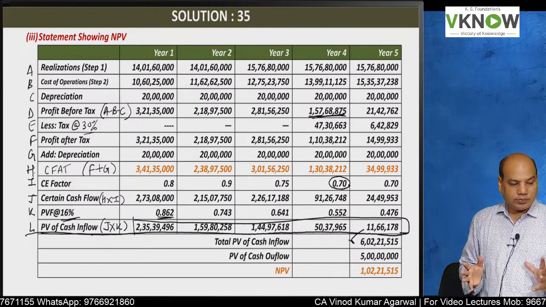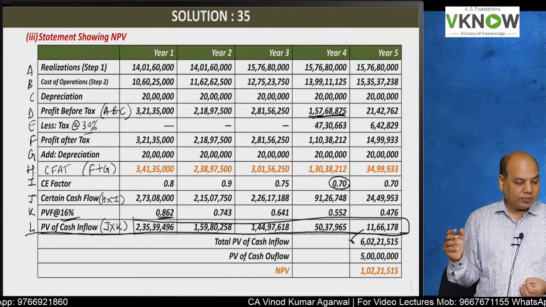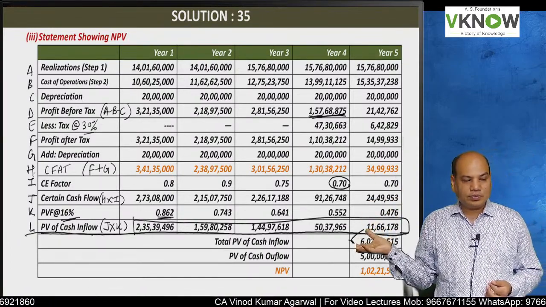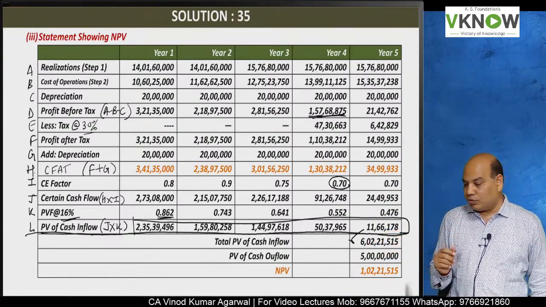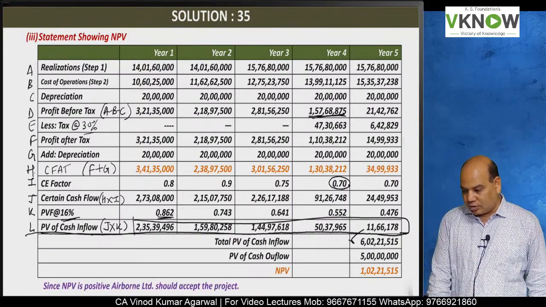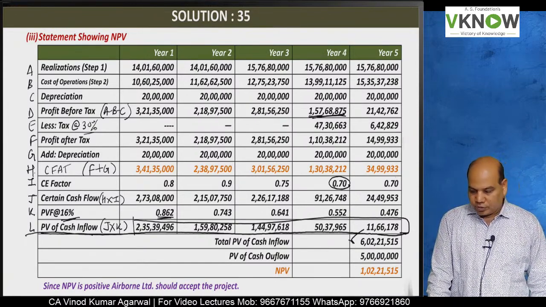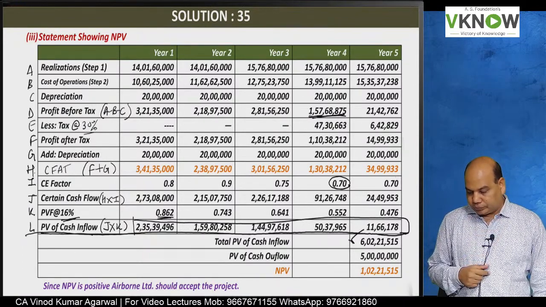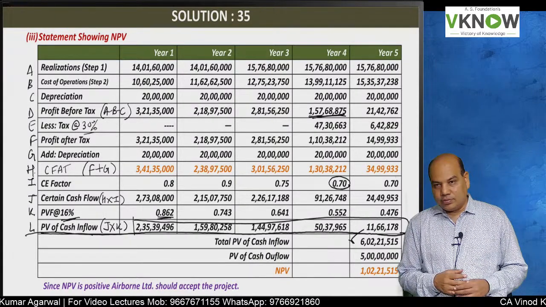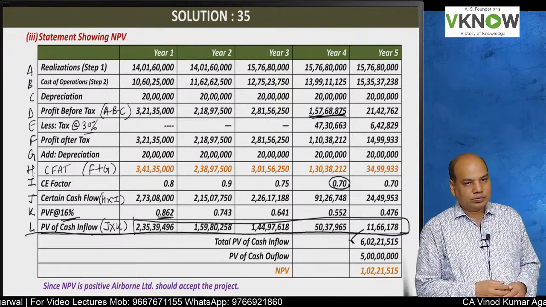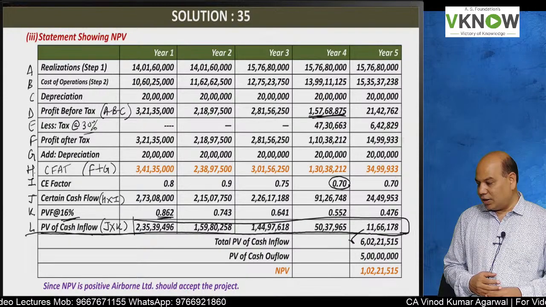So within the first 5 years only, the NPV is positive, and you can use the project for 25 years. So of course NPV will be much higher than this. So what is your conclusion? Should we purchase the aircraft? Write down advice. Since NPV is positive, Airborne Limited should accept the project.